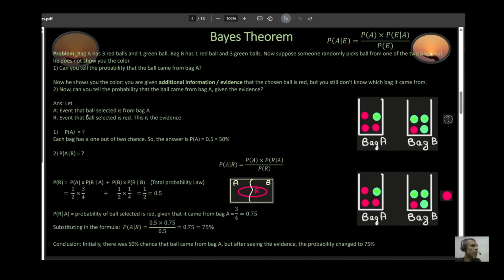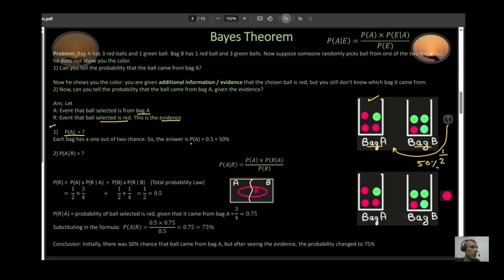Let A be the event that the ball is selected from bag A. And let R be the event that the ball selected is a red ball. So this is my evidence right here. So let's do question number one first. You have to determine the probability that the ball came from bag A. Well, there are only two bags, bag A and bag B. So the probability that your ball came from bag A is 1 over 2. In other words, it's 50% chance.